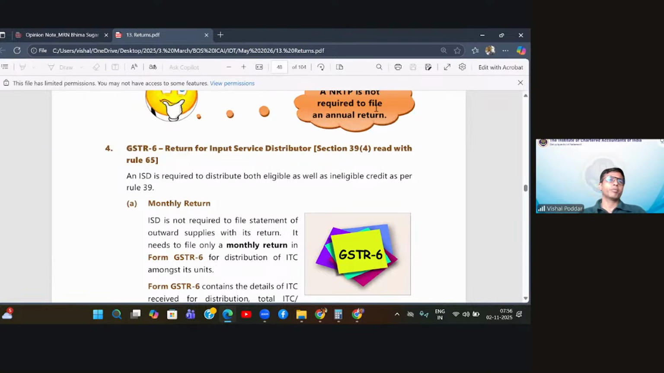So there is no requirement for him to file the annual return. Next is GSTR 6. I'm sure by now you all will be knowing what is the concept of ISD.